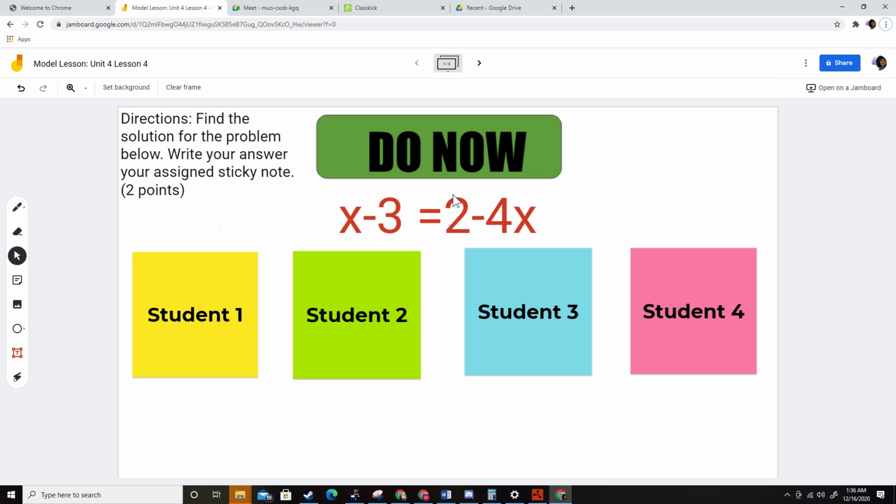Now, let's look at what we are doing. So, find the solution of the problem below. Write your answer on the assigned sticky note. I'm going to give you guys about 2 minutes for this, all right? Remember, this problem is worth 2 points.